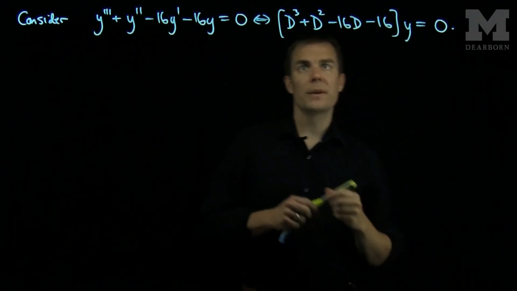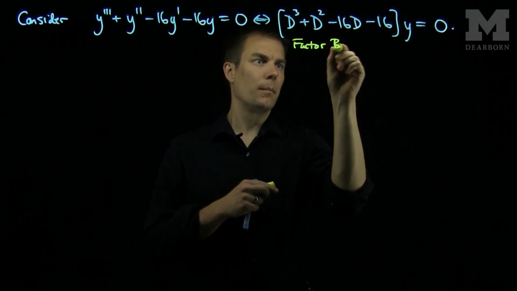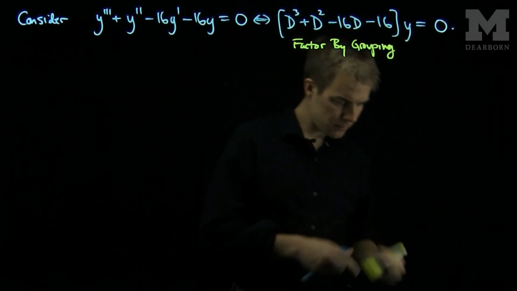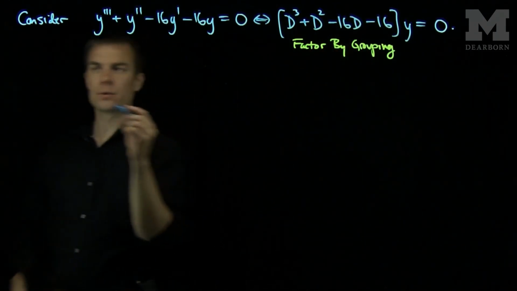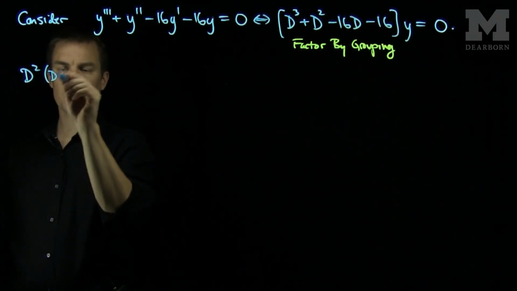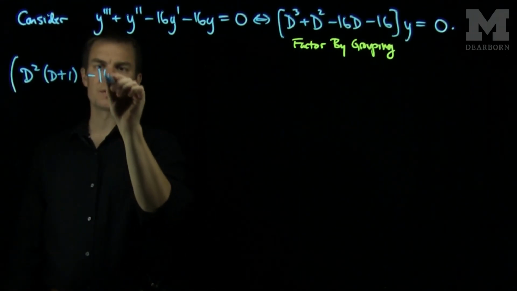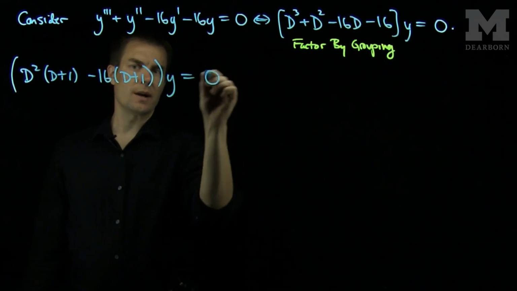What we can do is factor this by grouping. The left-hand side, from the first two terms, I can pull out a D squared. If I do so, I'm left with a D plus 1. From the second terms, I'll pull out a negative 16, and I'll have a D plus 1. All of this applied to y is equal to 0.